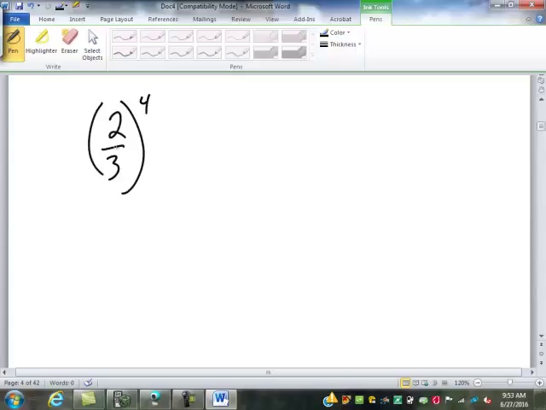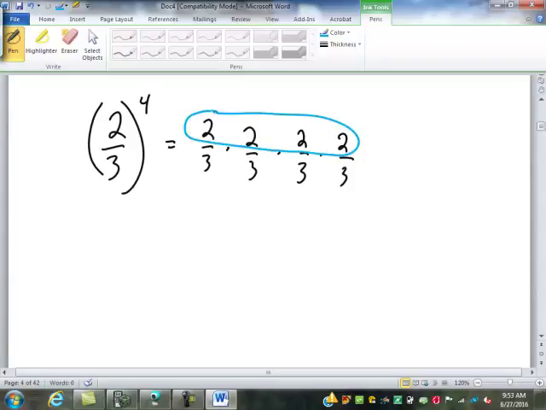What's that mean? Yeah, 2/3 to the power of 4. The whole fraction is to the 4th power. It means 2/3 times 2/3 times 2/3 times 2/3. 4 of them multiplied together. But when we multiply fractions, we simply combine the numerators. That would be 2 times 2 times 2 times 2, which is 16. And we combine the denominators. 3 times 3 times 3 times 3 would be 81.